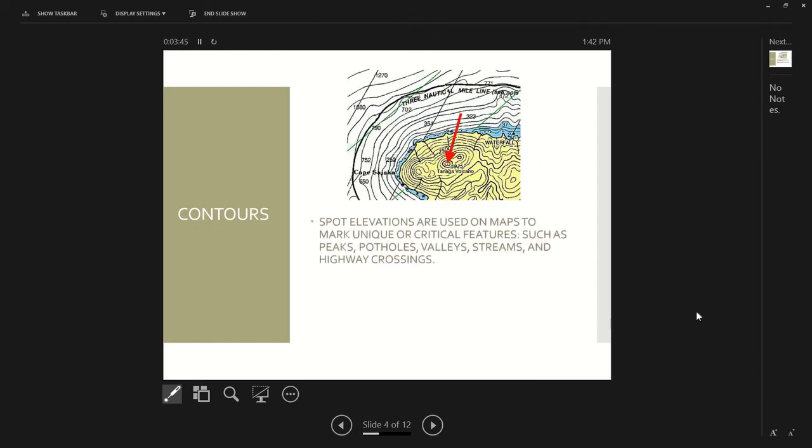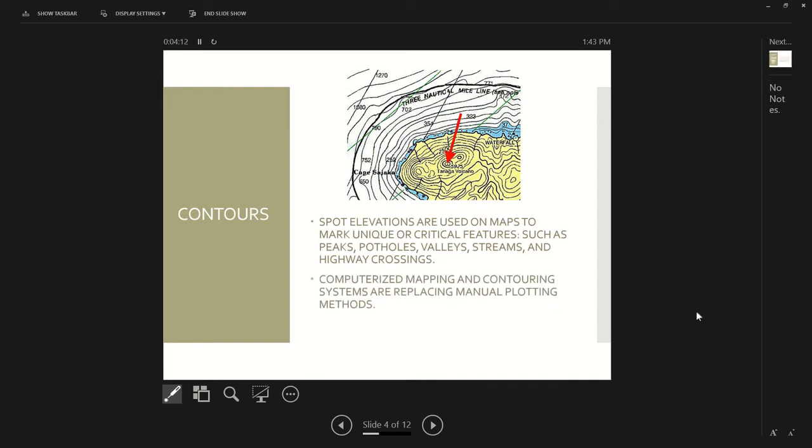All right, so spot elevations are used on maps to mark unique or critical features. Okay, so we have potholes or dips in terrain, or even mountain peaks, valleys. Those spot elevations are used for like a high point or something like that, or a low point.